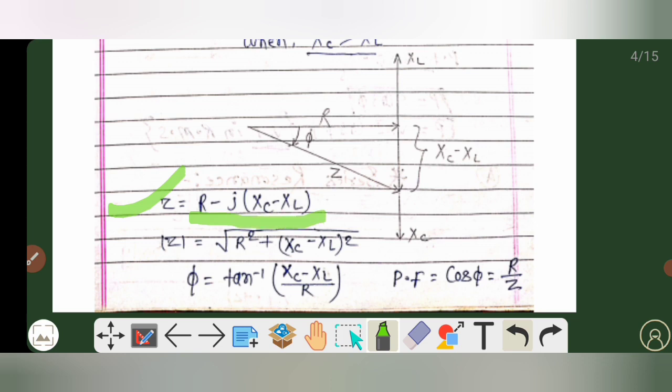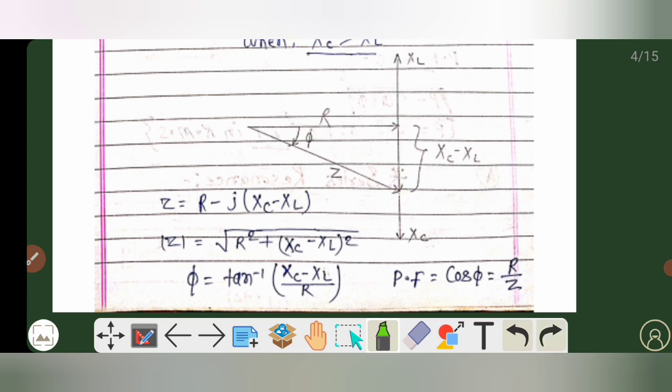And now my dear friends, if you want to calculate the magnitude of Z, then it will basically come out to be root under R square plus (XC minus XL) whole square. Now my dear friends, if you want to calculate the value of tan phi from here, then that will basically come out to be (XC minus XL) by R, my dear friends.